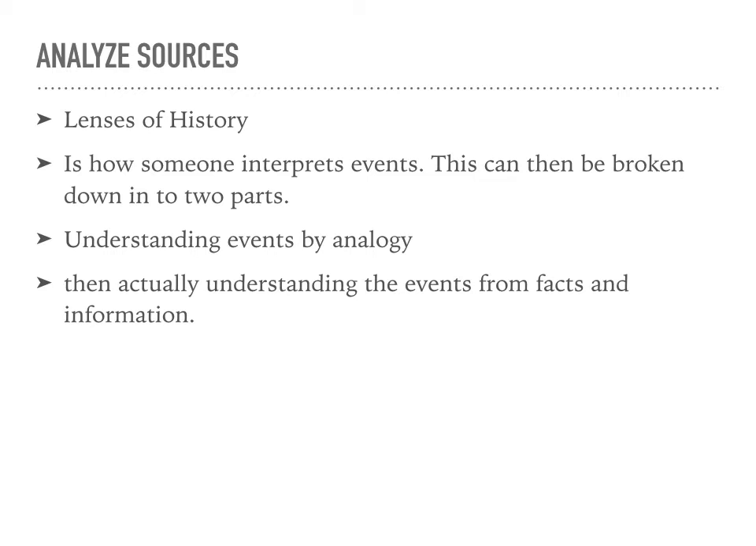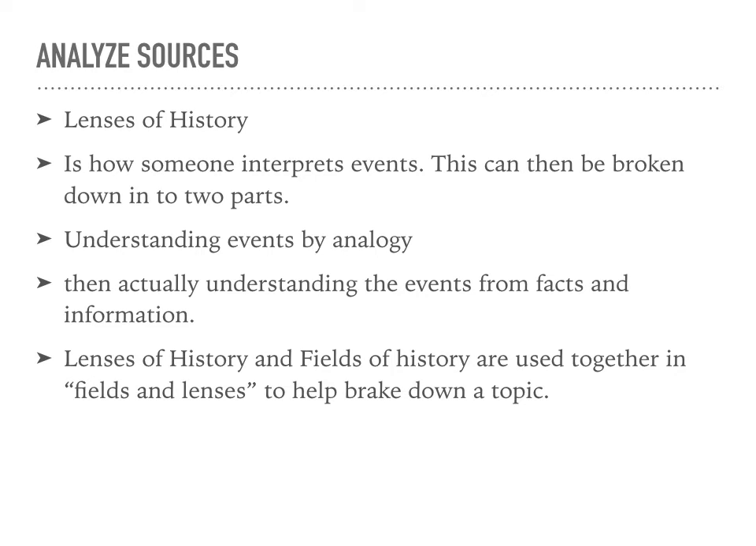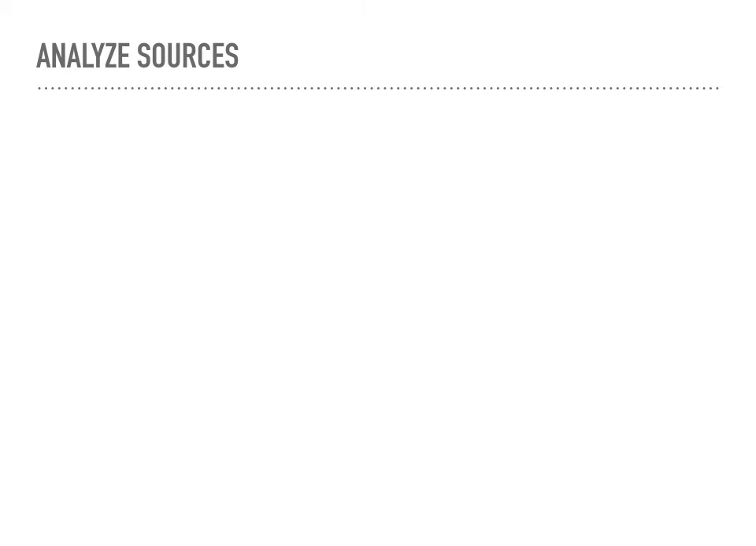And then understanding facts and information, basically understanding the actual information that is a cause of the event. So, going back to the Trump analogy, political scientists would be looking at actual poll information and all the other little nuances that made Trump win that election and everything that it would stand for. So the lenses of history and fields of history are used together to help break down a topic. Basically take a big chunk and break it down into a lot of smaller chunks.